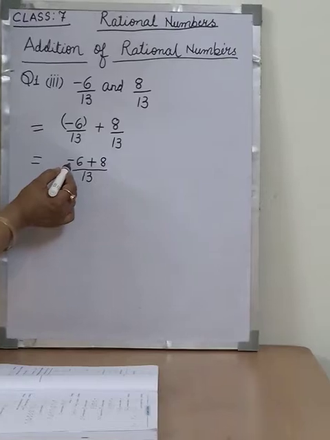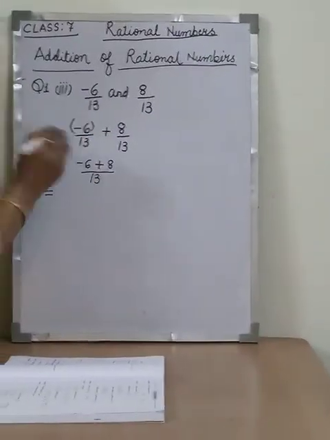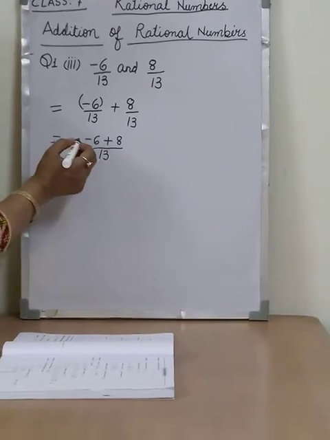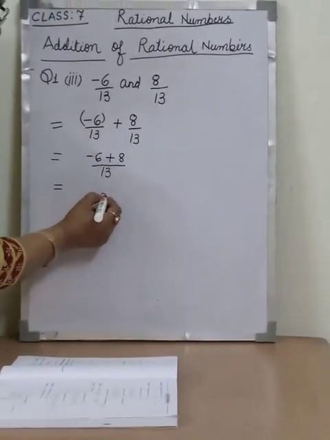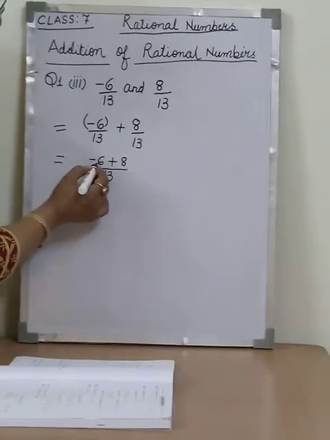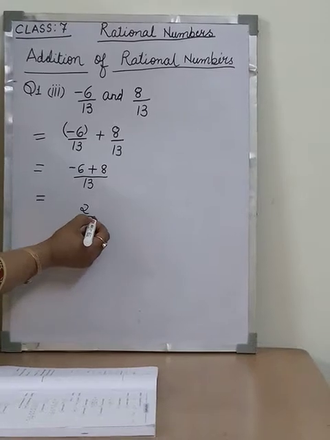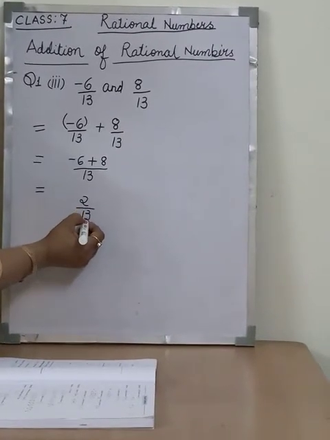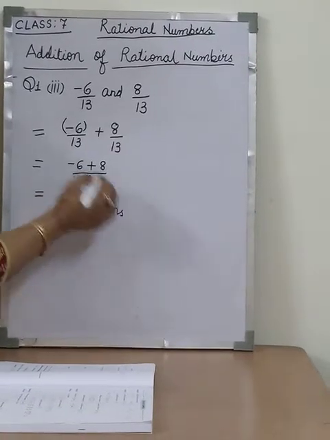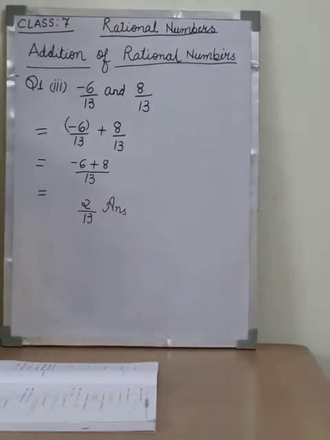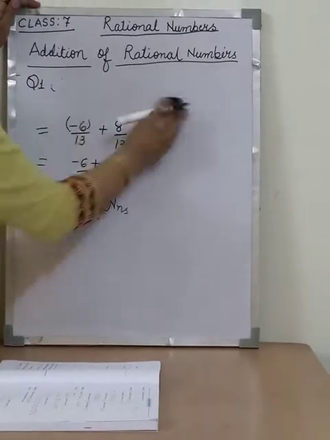See, this 6 has a negative sign, 8 has a positive sign. Two different signs, that means we are going to subtract them. So 8 minus 6 will give you 2. We always put the sign of the greater number, so that is 8, so that will become plus. So the answer is 2 by 13. This way we add the rational numbers. Then I discuss question number 1, part 6 with you.